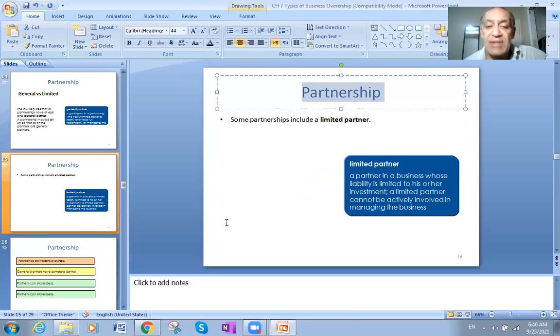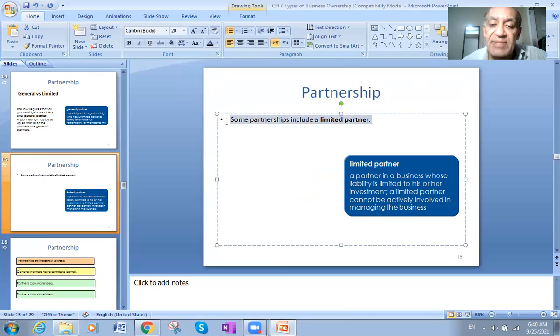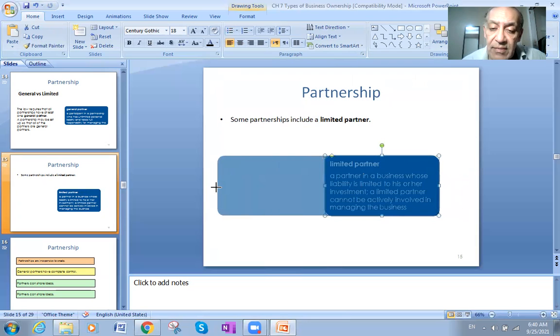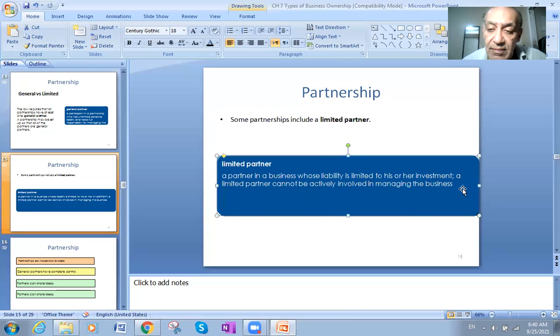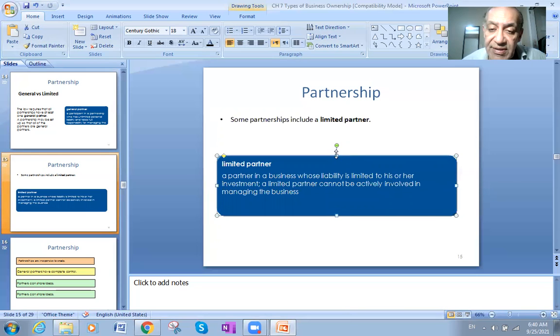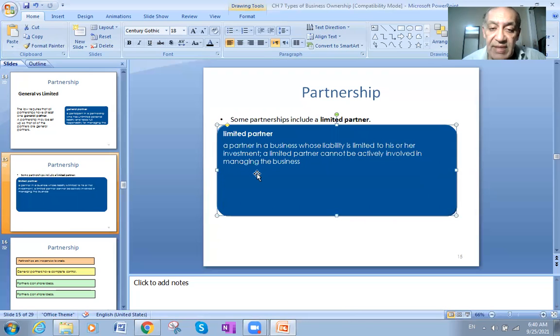Some partnerships include limited partners. So we have a general partner in the partnership, and we have a limited partner. What is the limited partner? Like you see here, the limited partner is only limited to his money, liable for his share of the business losses.